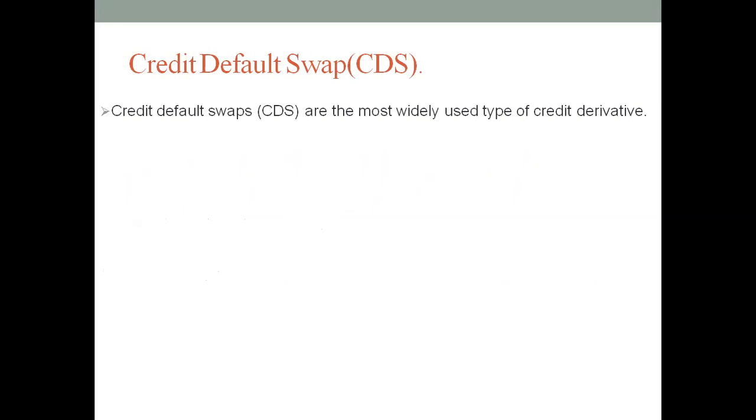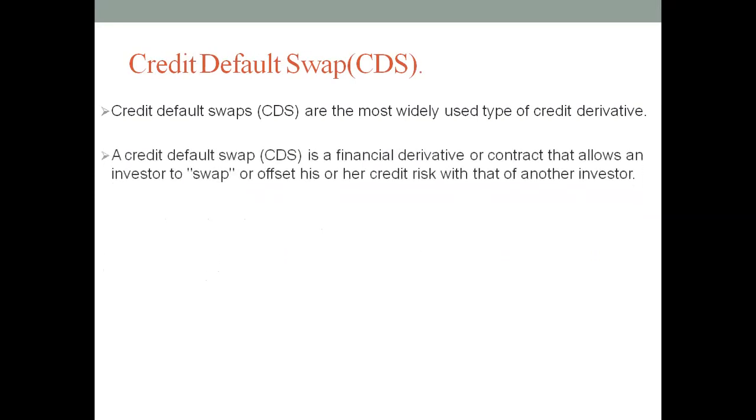Now, the most common derivative that we actually use on corporate bonds are called credit default swaps. What is credit default swaps? These are the most widely used type of credit derivative and the most simplest one we can say. It is a financial derivative contract that allows an investor to swap or offset his or her credit risk with that of another investor.